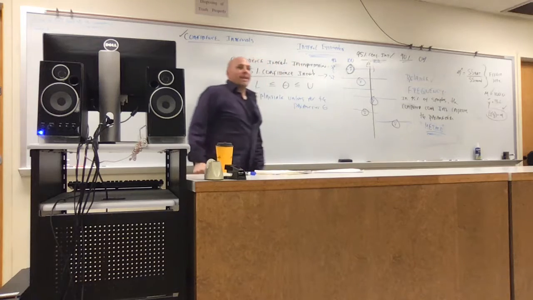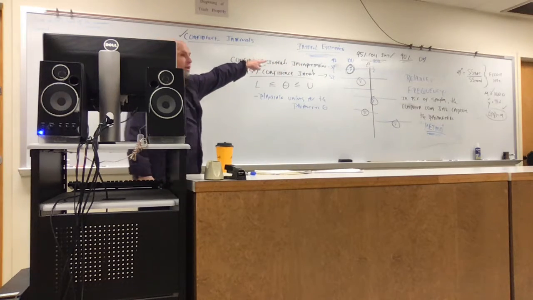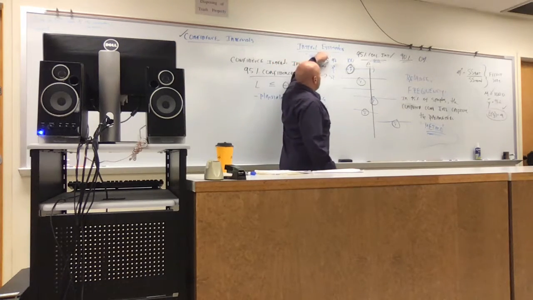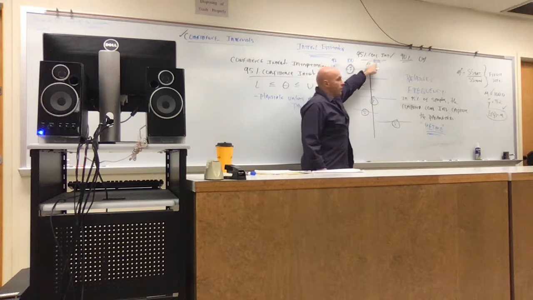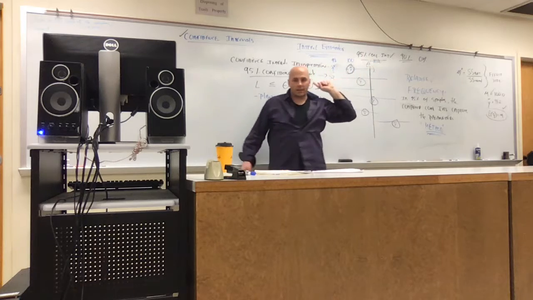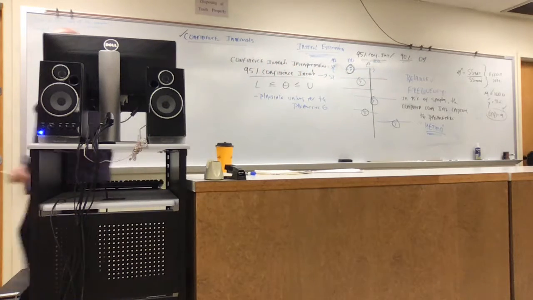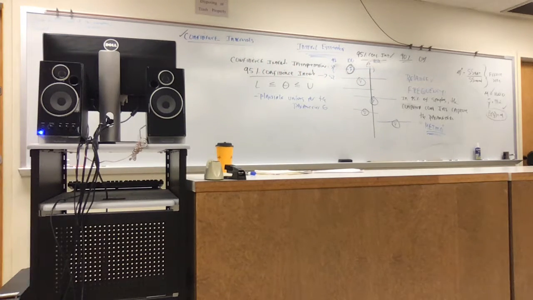Let's give an interpretation to this. It's a 95% confidence interval. The limits of the confidence interval are 98 to 102. Let's see if we can work on an interpretation of that actually makes some sense. What could we say?